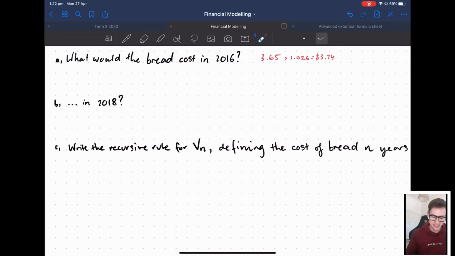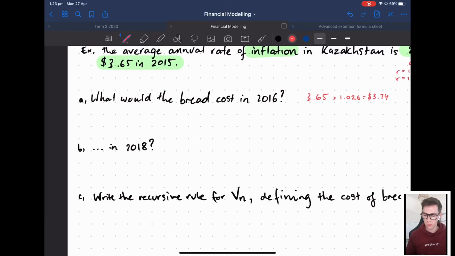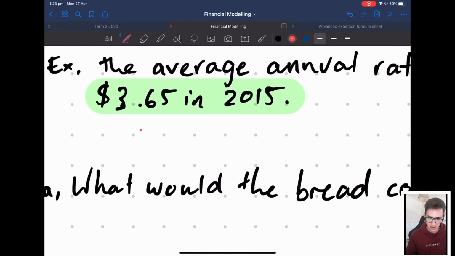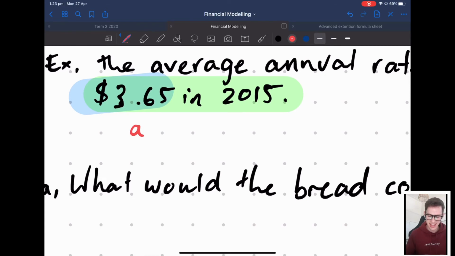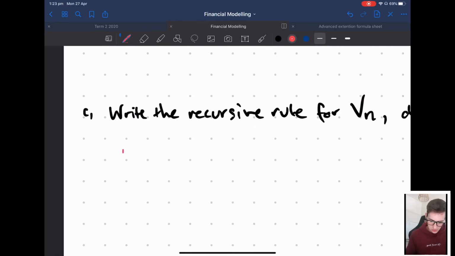So I'm going to jump straight to C, and then I'm going to come back to B, all right? Because that's going to make it a little bit easier. Now we already know what R is because I found it just here. A is always our starting value, so that's going to be this 3.65. And if I have A and I have R, getting the formula is super easy because it's just going to be A times R.